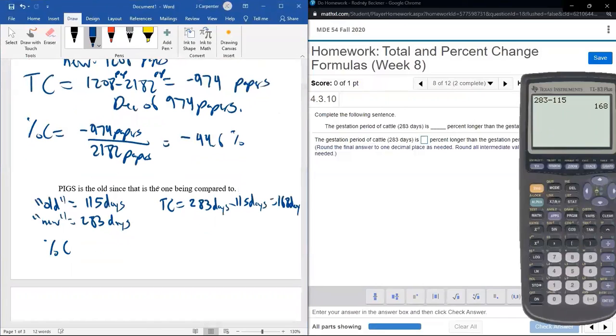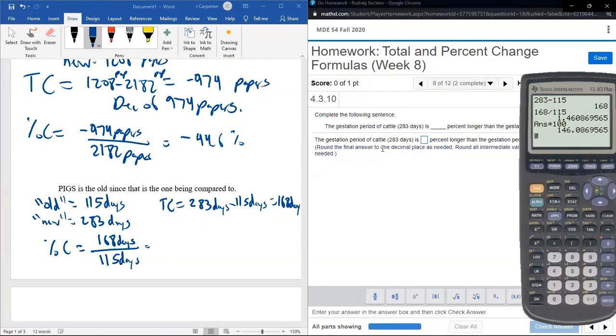So our percent change should be the ratio of the total change to the original, so 168 days in comparison to the 115 days. So we do 168 divided by 115, and we get 1.46. Now some people will think this is a percent because they got a whole number at least in there, and that's wrong. This is still just a decimal. So you got to take that decimal, multiply it by 100 or move it right twice, whatever, and you get 146 and some change percent. They say to round the answer to one decimal place as needed. We're going to pay attention to the instructions. So that would be 146.1%.